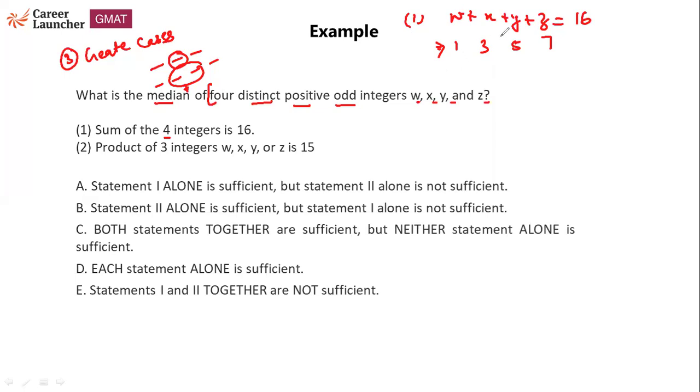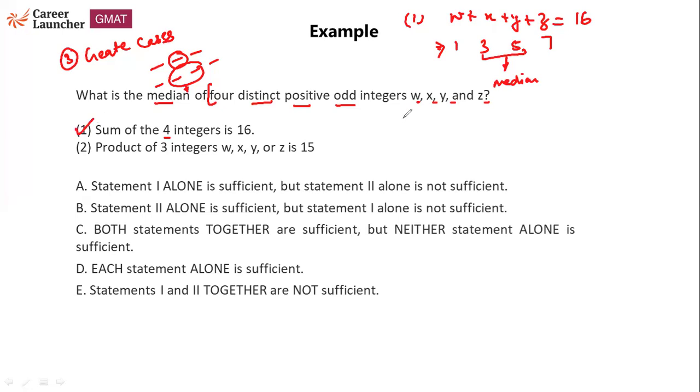That means these are the integers, and we can easily find out the median using the information from statement 1.